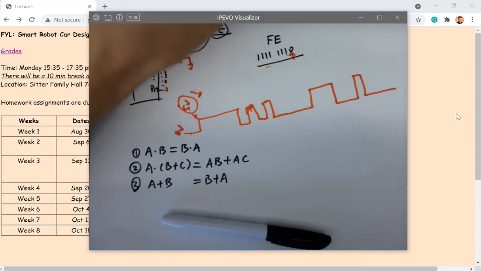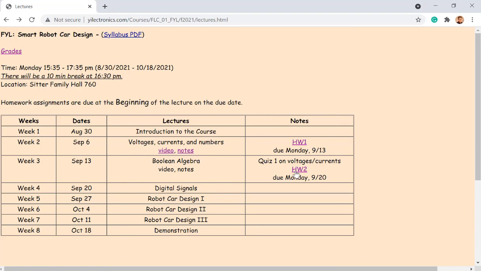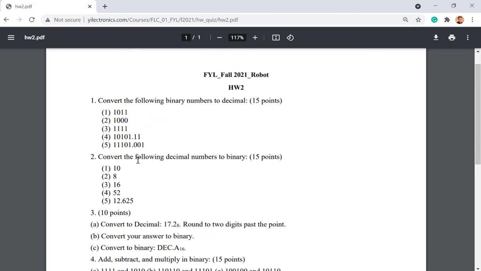You guys did a really good job. So let's look at homework 2, see if there's any potential issues. Oh, yeah, these ones. We haven't done these ones.